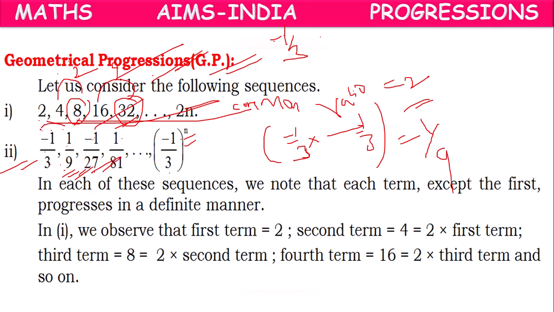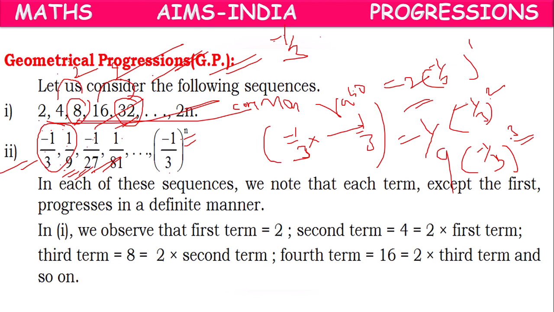Like that, the first one is minus 1 by 3 whole power 1. The second one is minus 1 by 3 whole square. Because of the square, the sign becomes positive. The third one is minus 1 by 3 whole to the power 3. Because of the odd exponent, we have a minus. In the same way, the nth term is minus 1 by 3 whole power n. So here also the common ratio is minus 1 by 3, so this is also a GP, geometric progression.